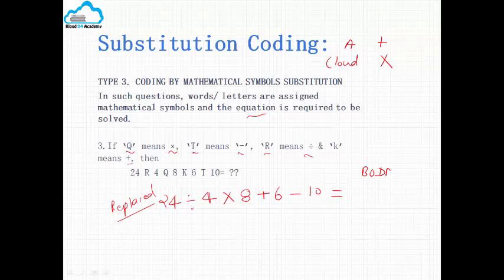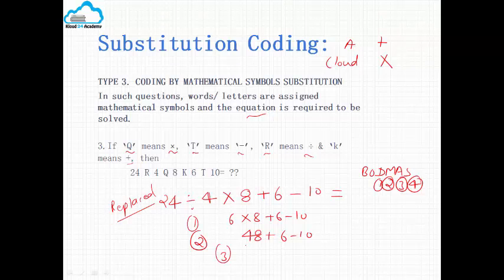Very simple. I hope you are aware of this BODMAS rule. First we'll divide, second multiply, third add, and fourth subtract. So first we divide. 24 divided by 4, we get 6 into 8 plus 6 minus 10. Next we multiply. So 8 into 6 is 48 plus 6 minus 10.